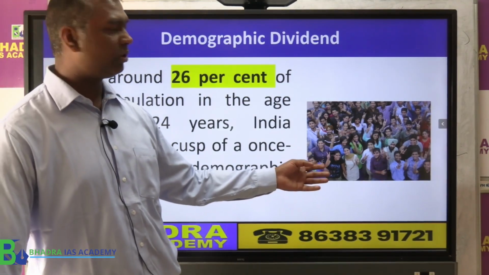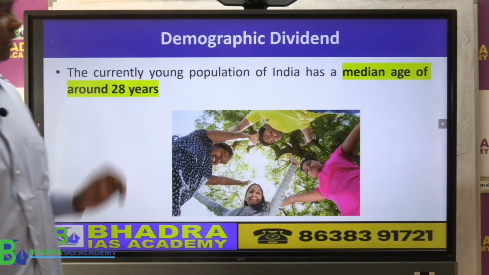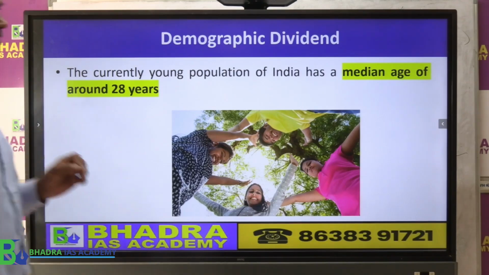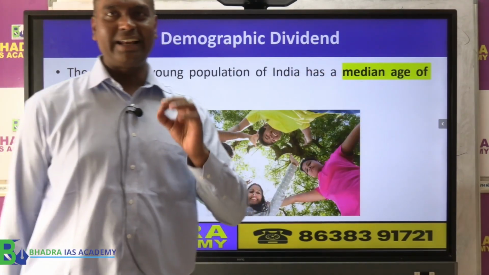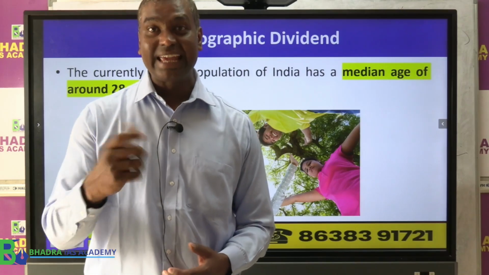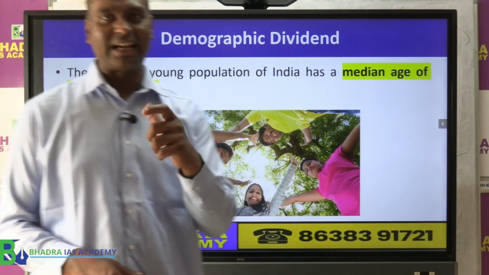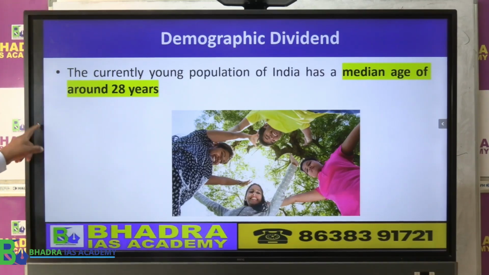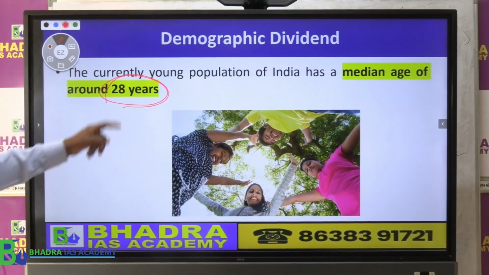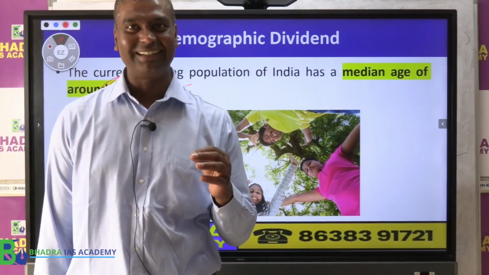Therefore I put this symbolic image of young people, that is the 26% of our population. Now the interesting part, the government has analyzed the demographic dividend. What is the median age of our young Indian population? We say that a lot of young people are there, but what is the median age, that is the average age? We take mean, median, mode. It is found to be 28 years according to the economic survey. The median age of our population is 28 years, which is a very good age.